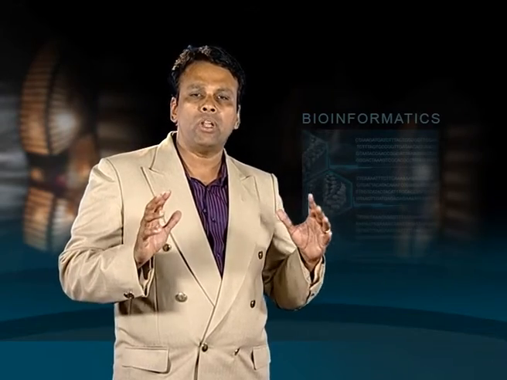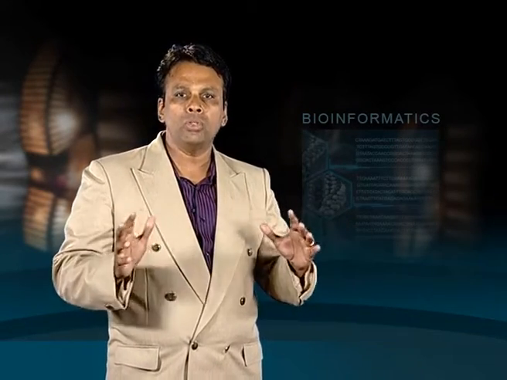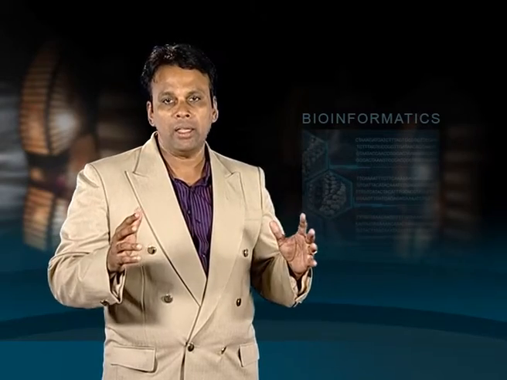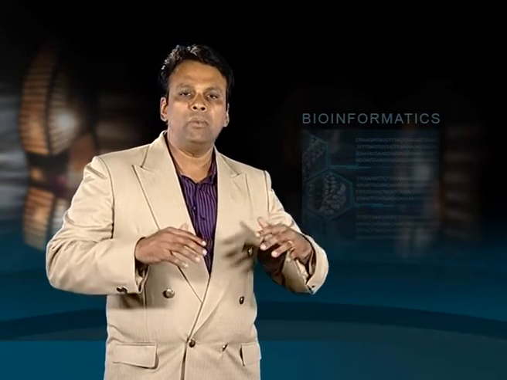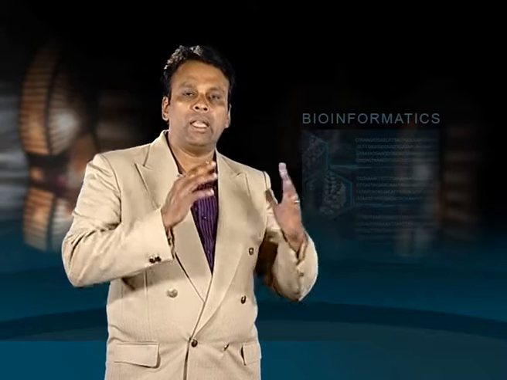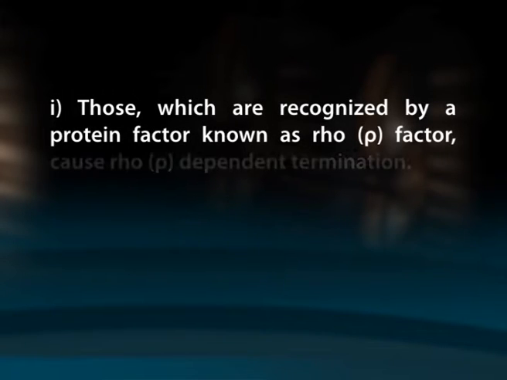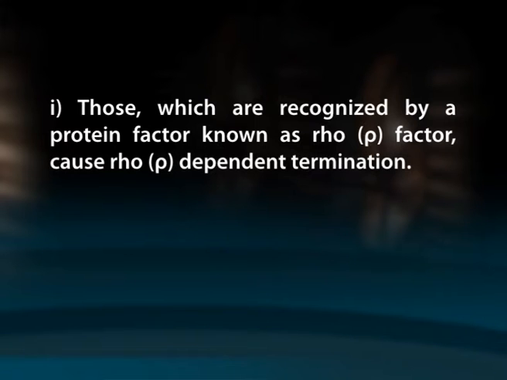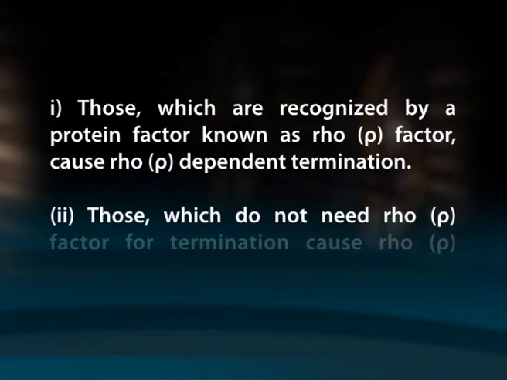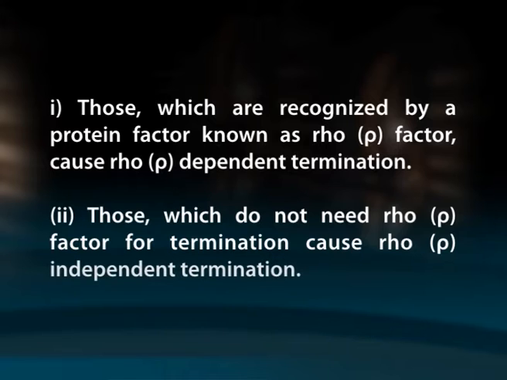It will be seen that termination actually depends on the scrutiny of not only the DNA template, but also that of the product, that is RNA, obtained by transcription. There are two types of transcription termination in E. coli. The termination signals found on DNA can be of two types. One, those which are recognized by a protein factor known as Rho factor, which cause Rho dependent termination, and two, those which do not need Rho factor for termination, which cause Rho independent termination.